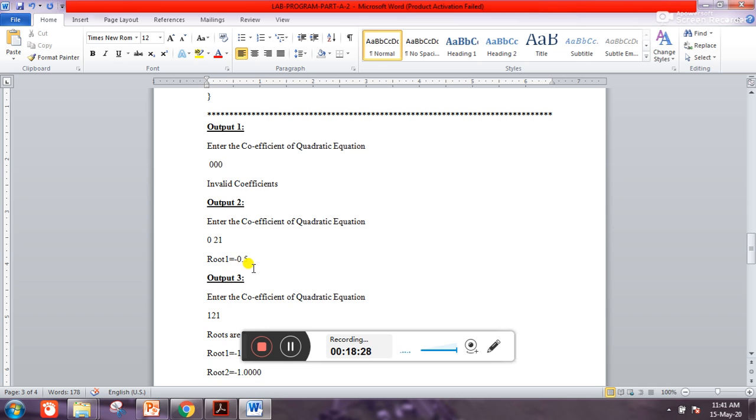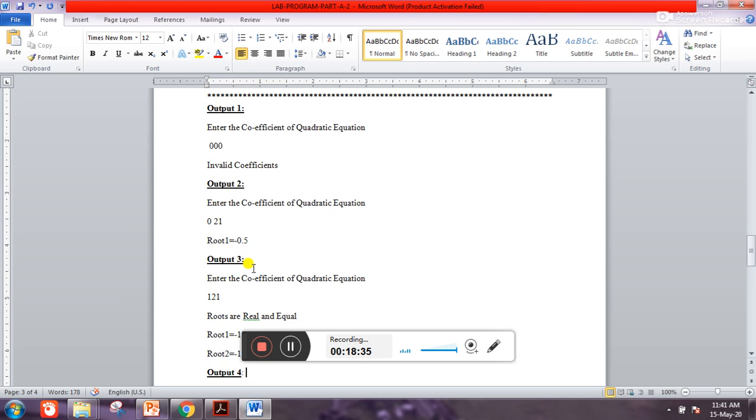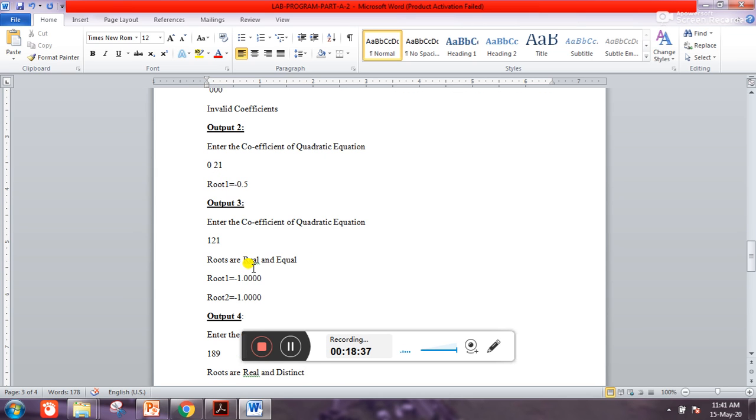minus c by b, right? The c value is 1, and 1 divided by 2 is minus 0.5. Then enter the coefficients 1, 2, 1; these three are real numbers. Then it will find the determinant value. After the determinant value, if it is equal to 0, you get roots are real and equal, so root 1 and root 2 are the same.